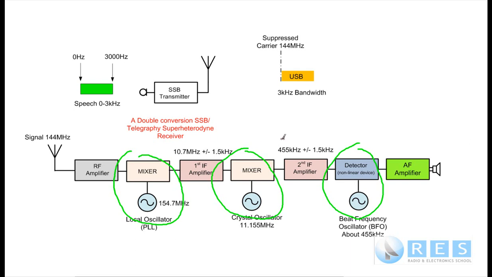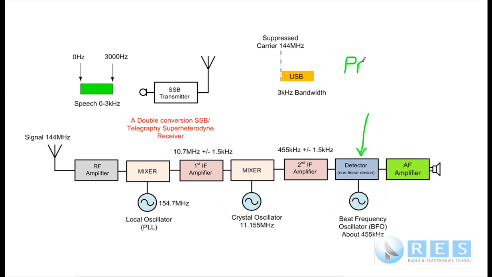So all we're really doing is changing frequencies, and we keep changing until with the last change we change it back to audio frequencies. When we do that, we give the detector a different name, just to make life hard. And it's no different than an ordinary detector, except it has a BFO going into it. And it's called a product detector. Now you need to remember that because you might be asked about product detectors. Product detectors are used for the detection of single sideband, and they also work for telegraphy as well. So that's a product detector.